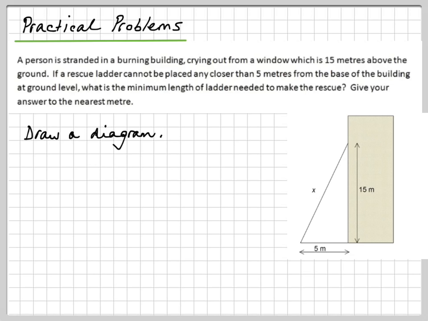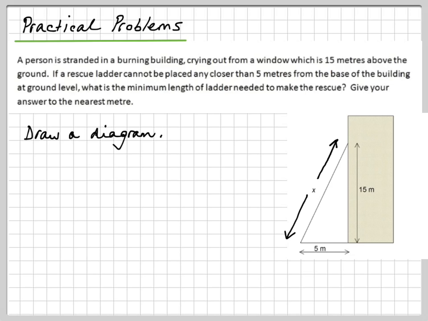So, let's see if we can work out what's going on. That shaded rectangular thing to the right is the building, and that length that I've just highlighted for you is the ladder. Okay? Do you get it? And I've called its length x because we don't know that, we have to find it out. Okay, so we've got 15 metres high, we've got 5 metres at the base, and we've got x to find out. Do you know what to do?